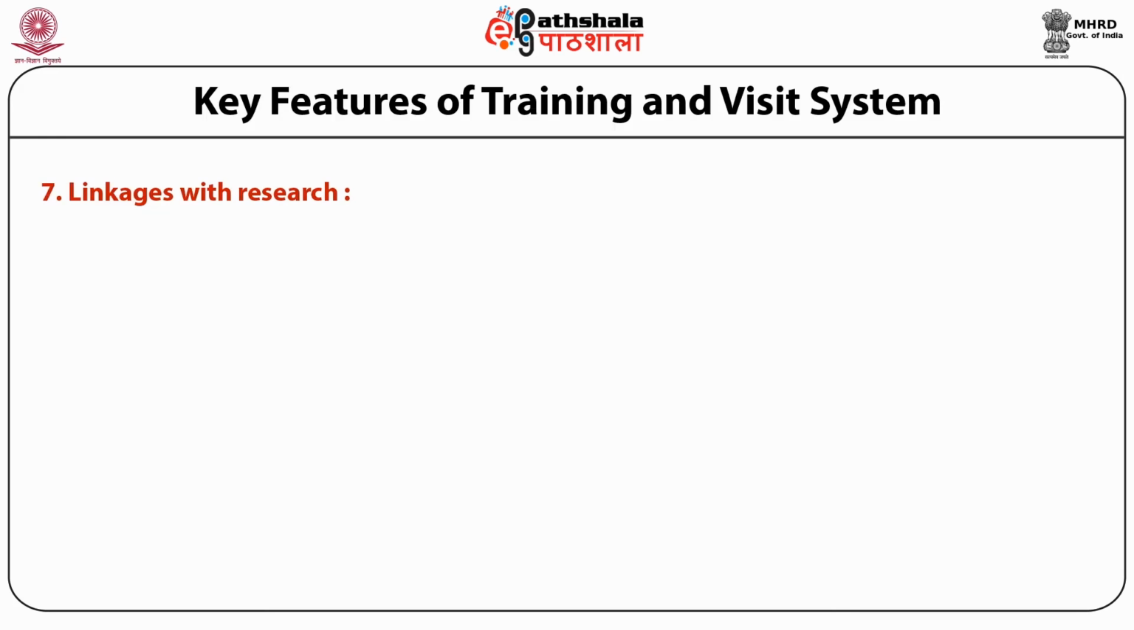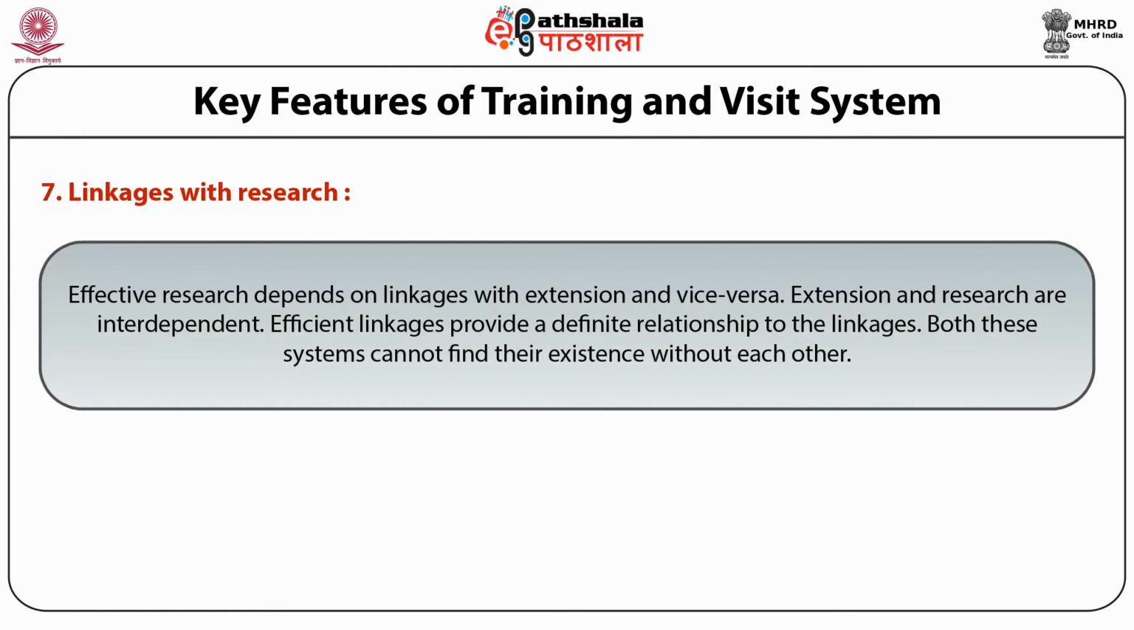We have been emphasizing on linkages time and again. There should be certain organic relations and perfect backward as well as forward linkages for successful extension service activities. Effective linkages depend on linkages with extension and vice versa. Extension and research are interdependent because research is giving the technological input for extension services and extension is providing the feedback for the technologies that are disseminated at the field level.